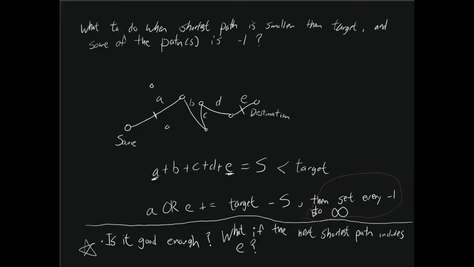And I'm going to run Dijkstra again and see if the shortest path is actually the target now. But is it really good enough?